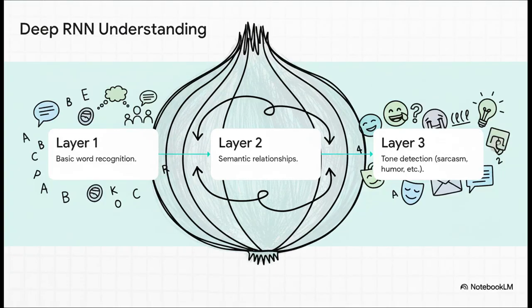Okay, so first up, deep RNNs. Think of them like an onion of understanding. Instead of just one layer of processing, you stack several on top of each other. So the first layer might just get the basic words. The next layer up can start to see the relationships between those words. And a third layer could start detecting really complex stuff, like tone or even sarcasm. Each layer adds a whole new level of insight.